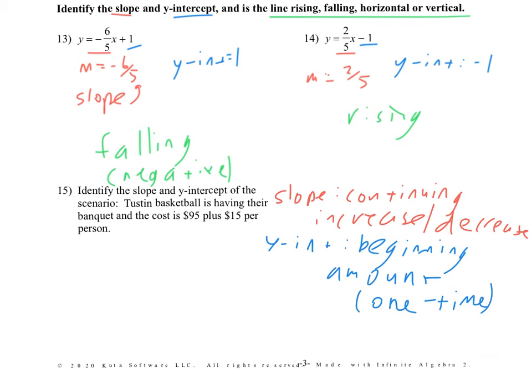So in this case, it looks like the 95 is the y-intercept because the $95 is a one-time payment, and then the $15 is the slope because for every player that comes in, I'm going to have to keep paying 15 more, 15 more, 15 more. So that's the continuing increase, and so that's that.